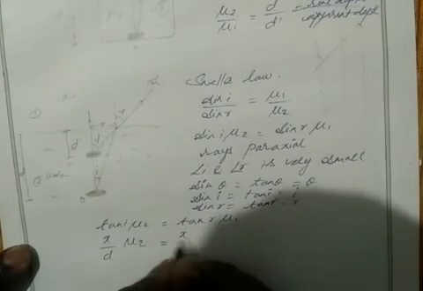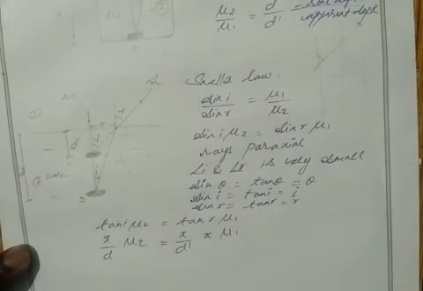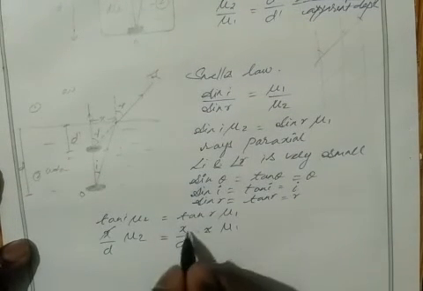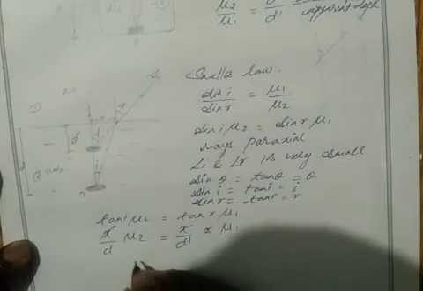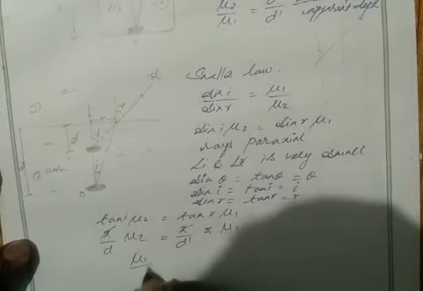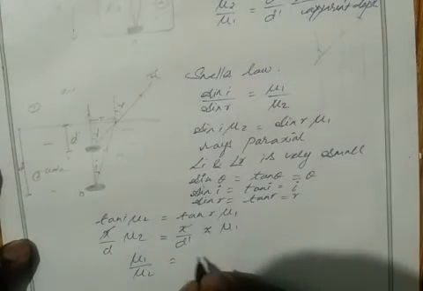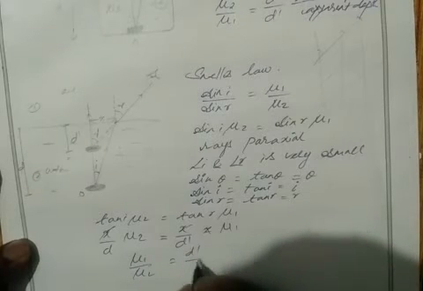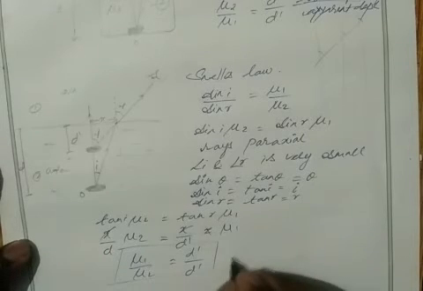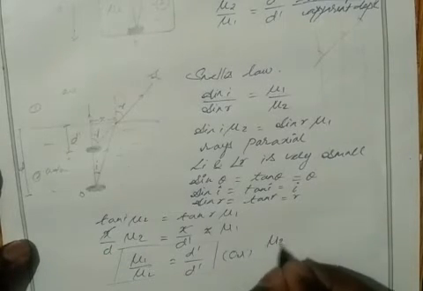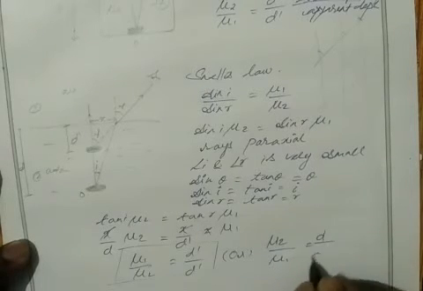Here we can write x by d dash equal to, into mu 1. X gets cancelled. Then mu 1 by mu 2 equals d dash by d. So this is our final answer. Or we can write, as we wrote before, mu 2 by mu 1 equals d by d dash.